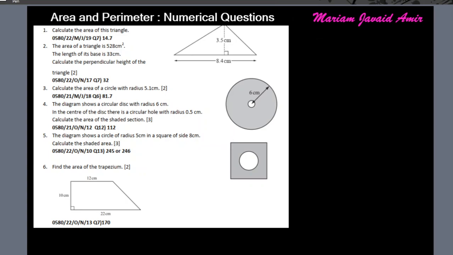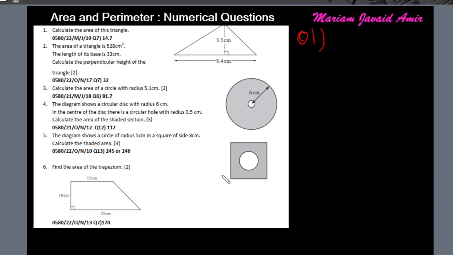We're doing a worksheet on area and perimeter, and we'll be discussing the numerical questions in this worksheet. In the next worksheet we'll be discussing the word problems related to area and perimeter. So question number 1: calculate the area of this triangle.